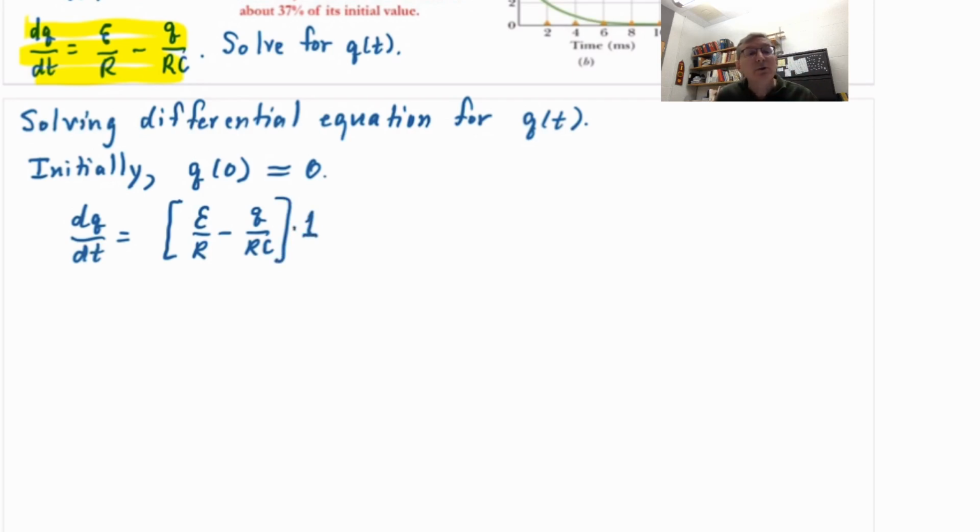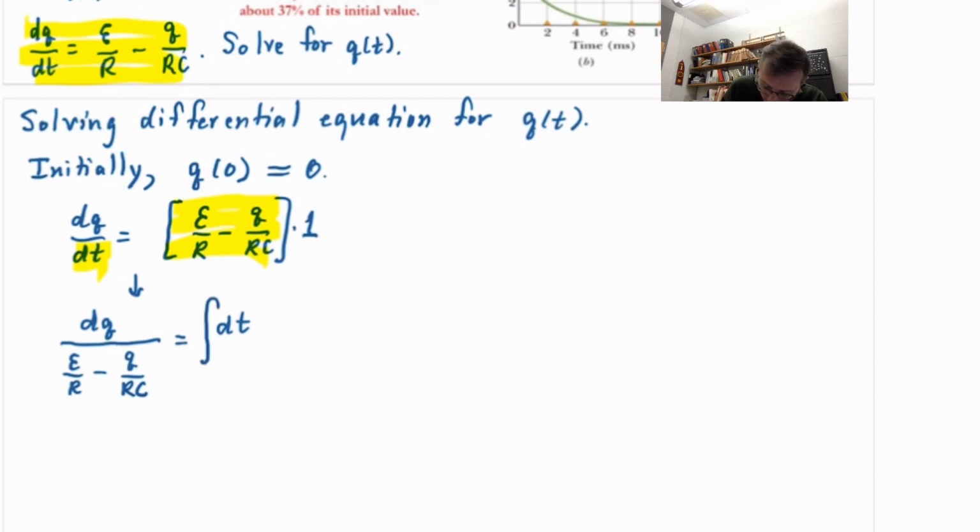And then what I want to do is cross multiply. I'm going to take all this stuff in the brackets on the right over to the left and downward. And I'm going to take this dt over to the right and upward. So that then the next step looks like this. dq over E over R minus Q over RC equals 1 times dt, or dt. And then I integrate both sides. So integral on both sides. Doing the same thing to both sides, you can do that.